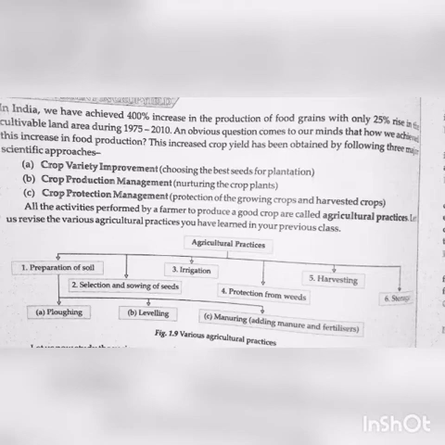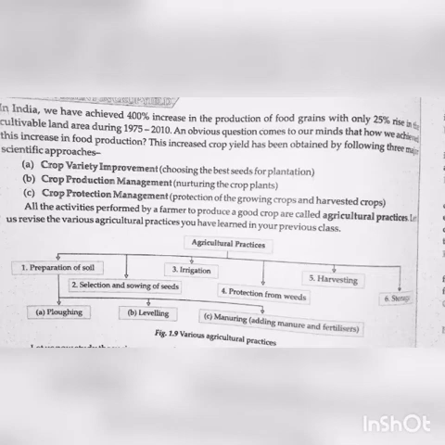Which class? 8th standard, first lesson, crop production and management. You have studied it, I think you will remember. Agriculture practices. First step, preparation of soil. Preparation of soil means what? Ploughing. Second, leveling. Then third, manuring, adding manure and fertilizers. Second step is selection and sowing of seeds. Third, irrigation, two types: drip system and sprinkler system. Fourth, protection from weeds, the removal of weeds from the crop. Next, harvesting, and finally storage.